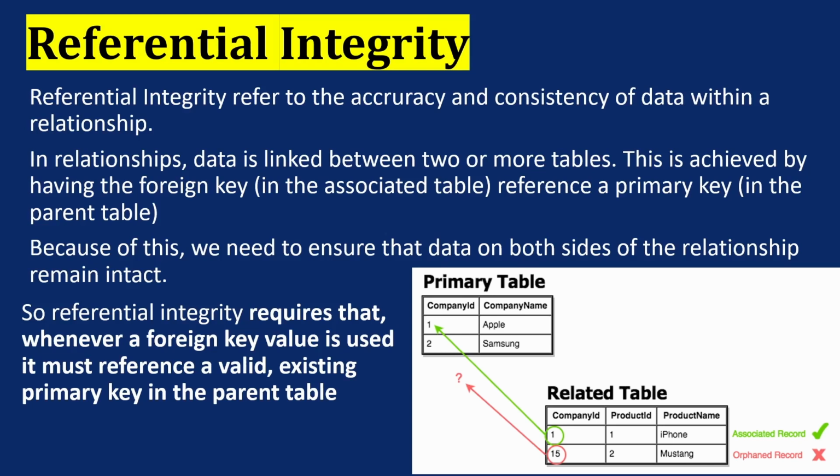And as you can see in the diagram over here, there is a primary table, which is the employee, which has the company ID, and you have the related table over here. And as you can see, the primary ID for company ID is 1, and it matches with the related table. 15 is not available over here, which makes this particular row an orphaned row, and this means this is an associated record.